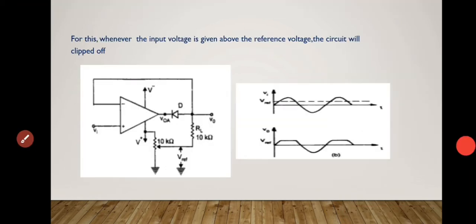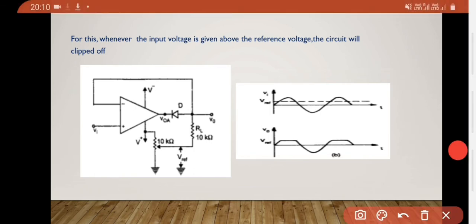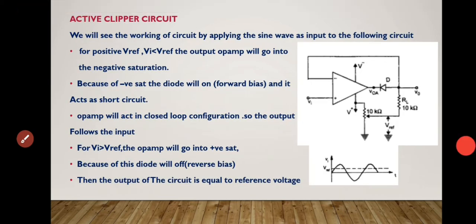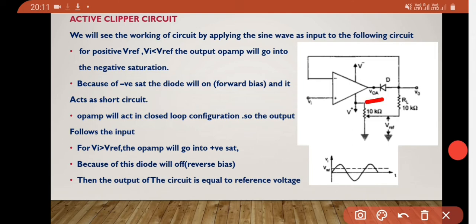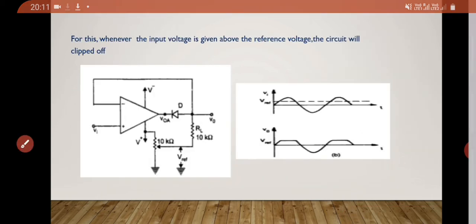Here you can see when Vi is less than Vref, the diode is on and the output follows the input. Similarly, when Vi is greater than V reference, the output of the op-amp goes into positive saturation. Whenever it goes into positive saturation, the positive is connected to the cathode, so it becomes reverse biased. The diode will be off and become an open circuit, and the output will be equal to the reference voltage. Here the output will be equal to the reference voltage whenever Vi is greater than Vref.